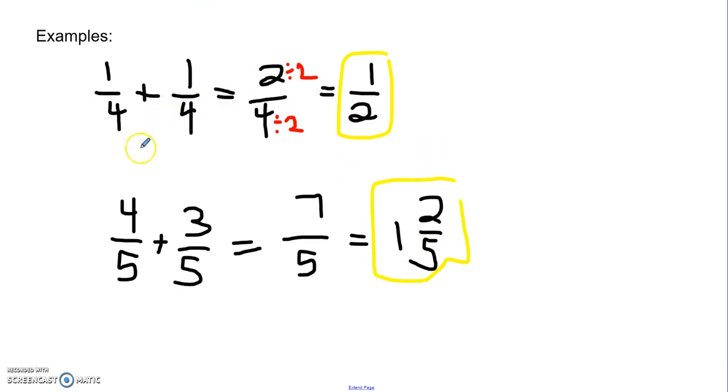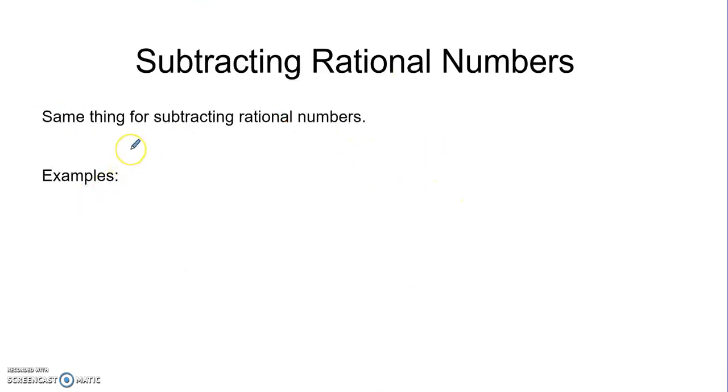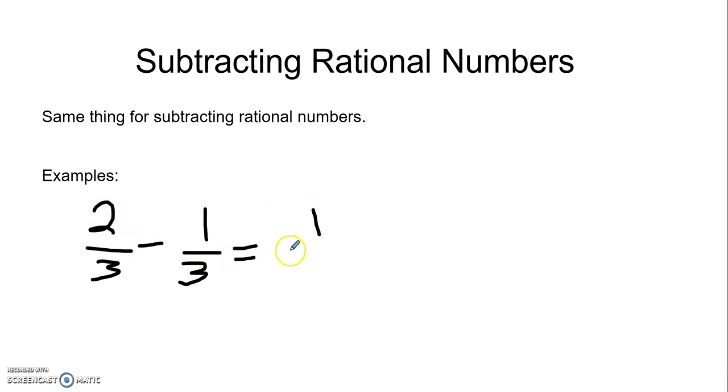Alright, now let's go to subtracting rational numbers. It's the exact same thing as adding rational numbers. You just check to see if the denominators are equal, and if they are, then you go ahead and subtract. An example would be 2 over 3 minus 1 over 3. Both denominators are the same. We subtract the numerators. 2 minus 1 is 1 over 3, and we are done.